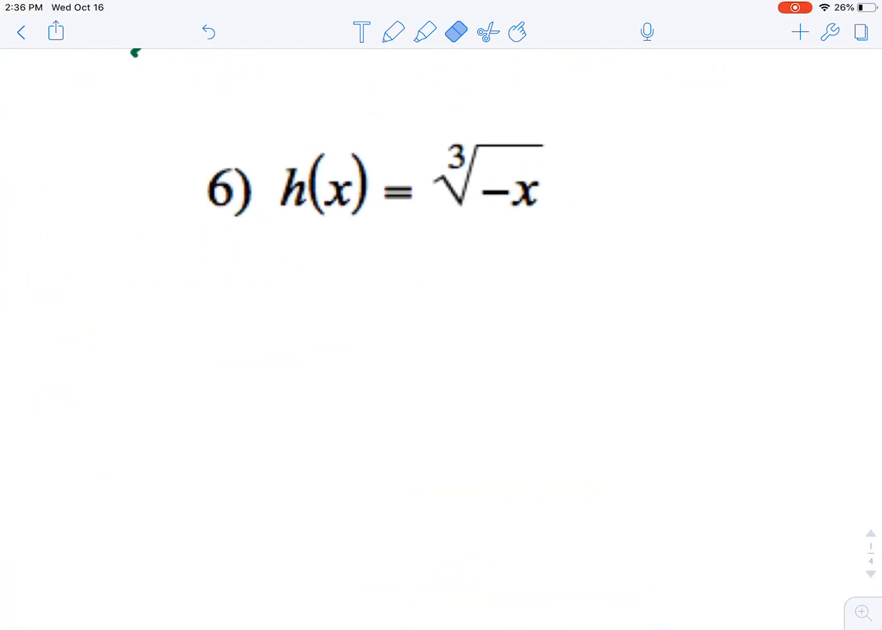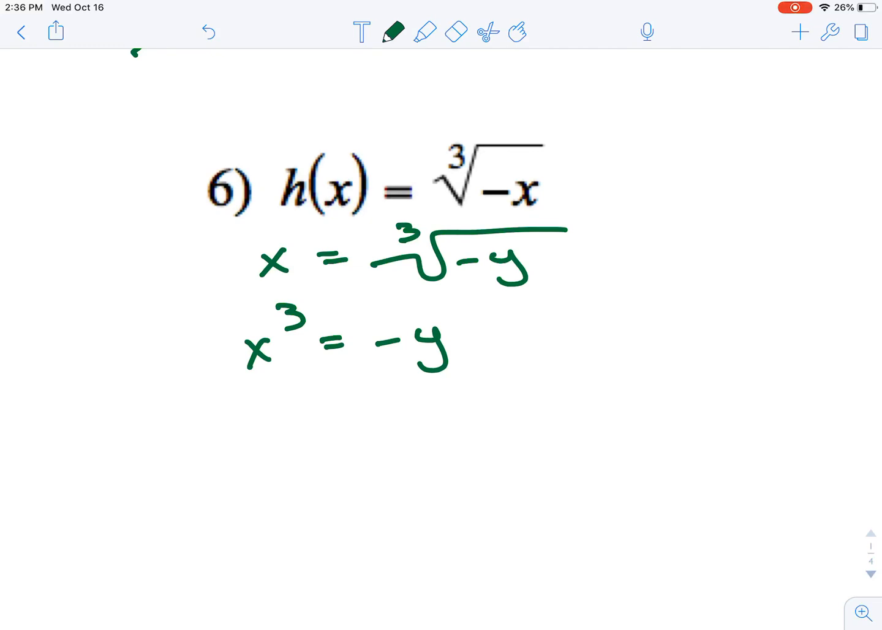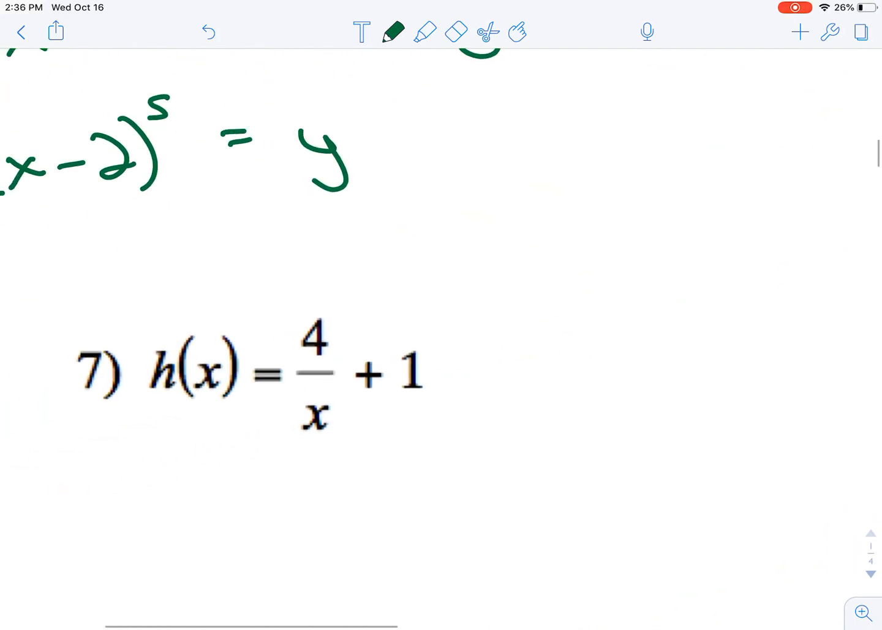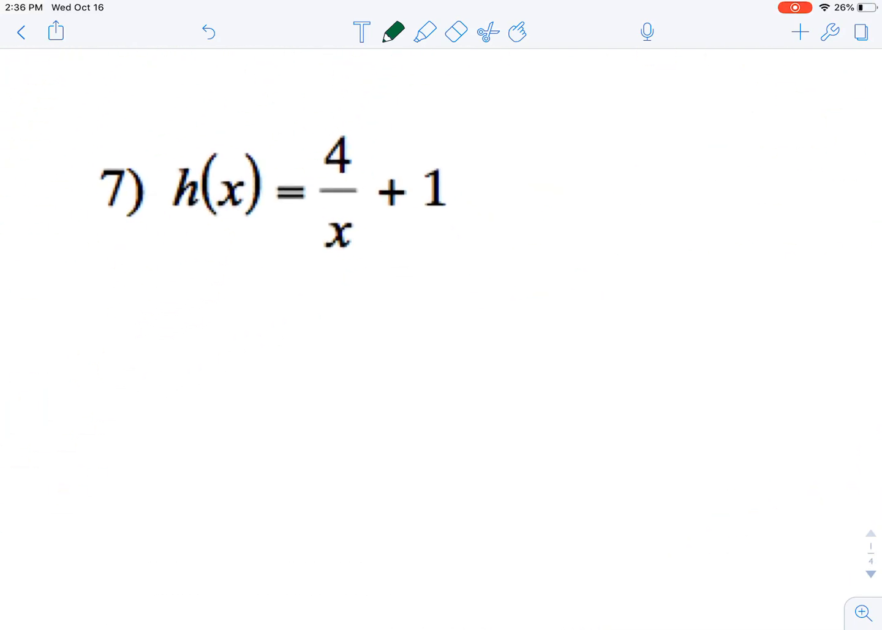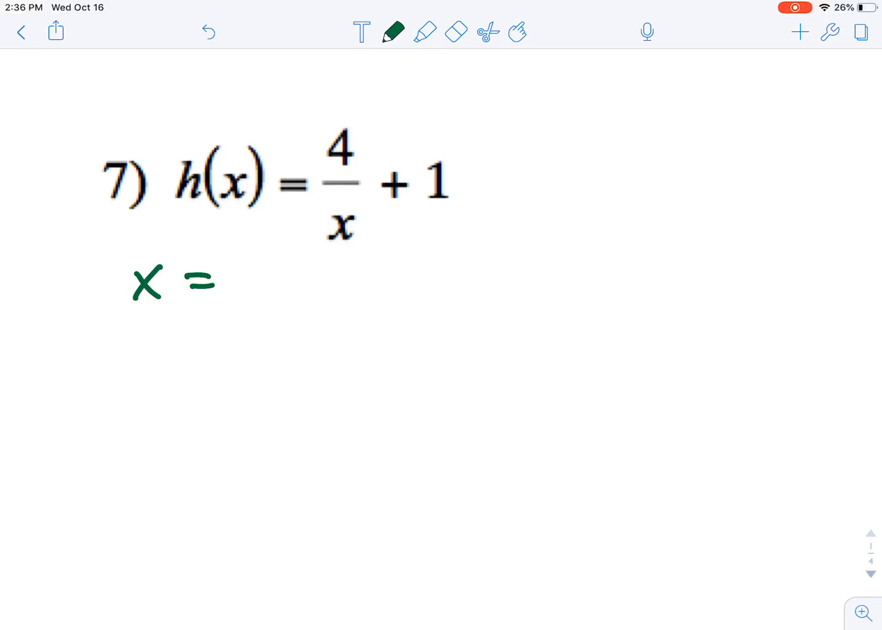It's over here. Okay, so for 6, I am going to cube both sides. And then all I have to do is divide by -1. That was a short one. So h inverse of x is negative x to the 3rd power.